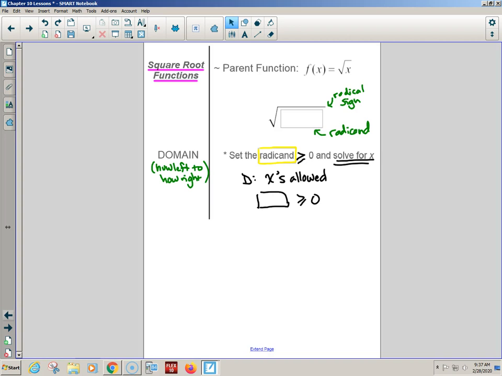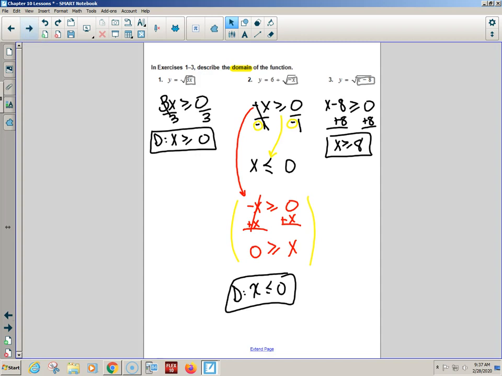Now, hold on, Andrew. When we solve for domain, isn't it possible that the inequality has to flip because of what's underneath? So when we solve for x, it might move around a little bit, but we always start the same way. Always start radicand greater than or equal to 0, then solve. Is that good? But range, what's different?